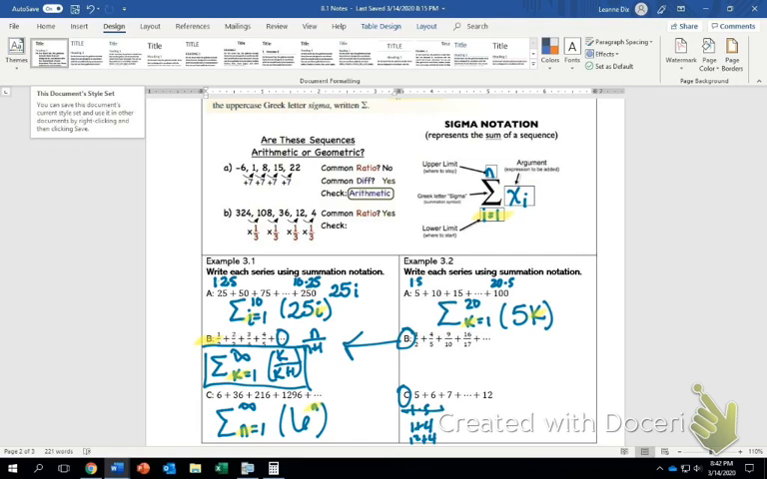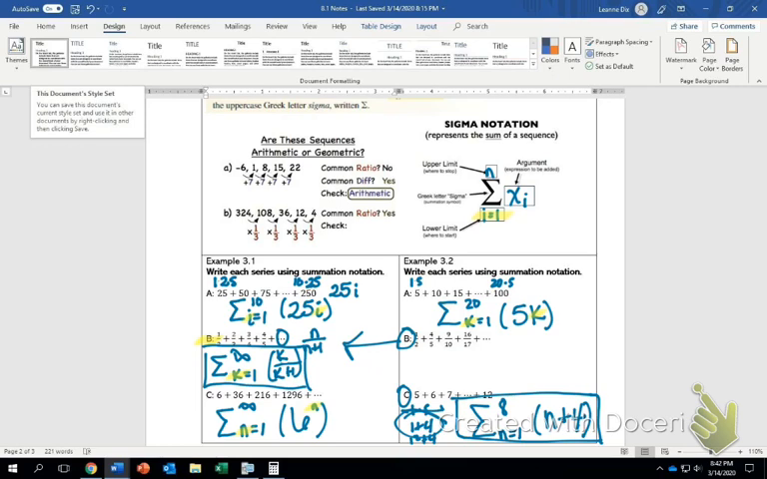2 plus 4 would give me 6. 3 plus 4 would give me 7, so it looks like it's going to be this one. So if I write my sigma notation, I started with n equals 1. The rule was n plus 4, okay? And then to get to the 12, that would mean I would have to stop at 8. And so my sigma notation is from 1 to 8, and the rule is n plus 4.